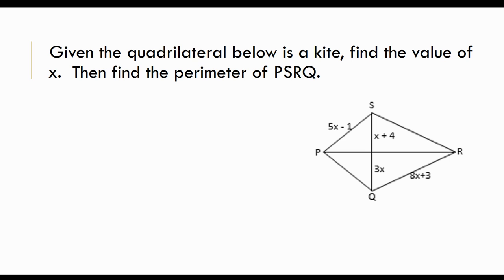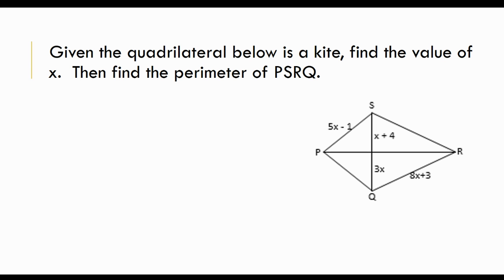All right, so once again, I would highly suggest that you go to the extra resources and pull up that worksheet or checklist with all of the properties of the quadrilaterals, because we get to use that when we are solving these problems. So it says we are given that the quadrilateral below is a kite. We're going to find the value of x, and then we're going to find the perimeter of PSRQ.